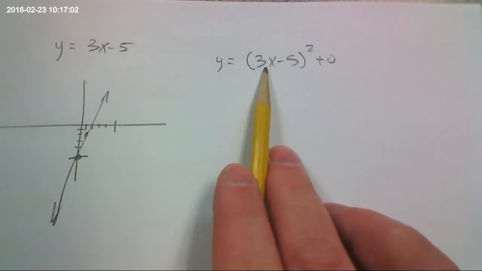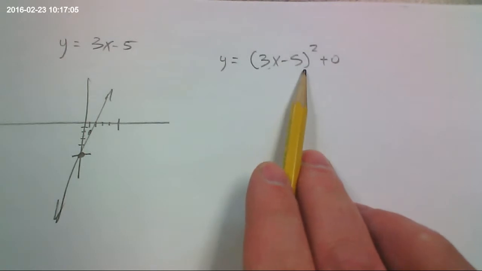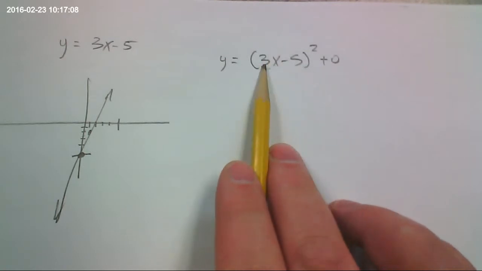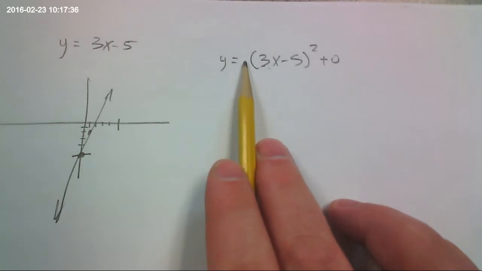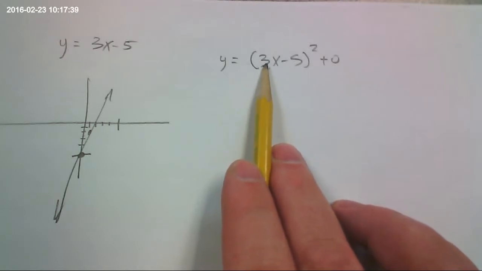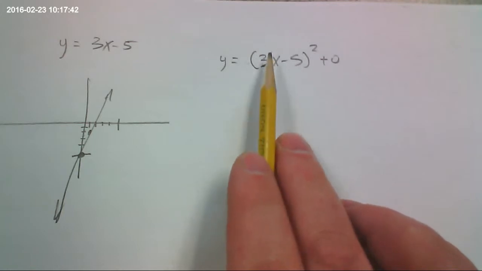Not vertex form. The vertex is not 5. The vertex is actually 5/3. Dang, not vertex form. So if I were taking notes right here, I'd write down, not vertex form. Oh, it's not in vertex form because the x isn't by itself? Right, there could be a number outside, but not a coefficient of x. It's not 1 right here.